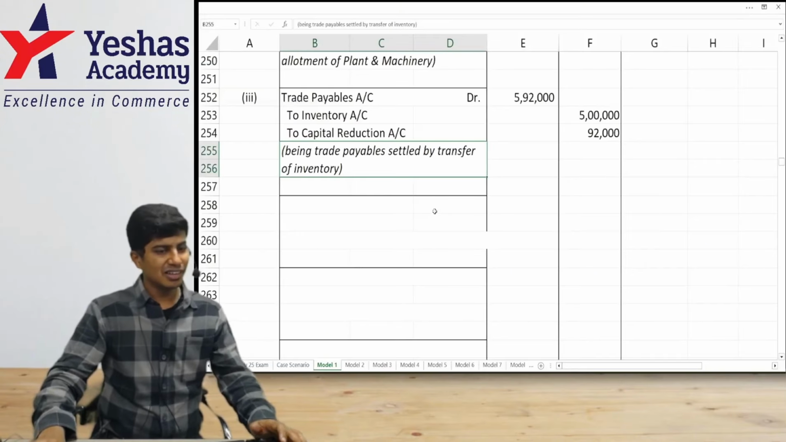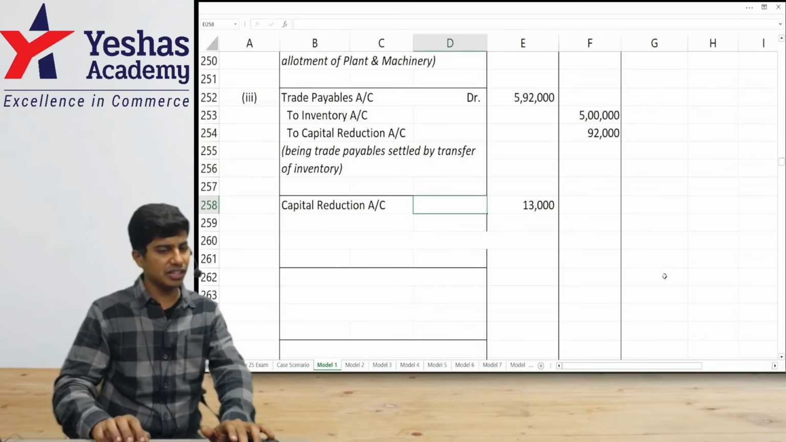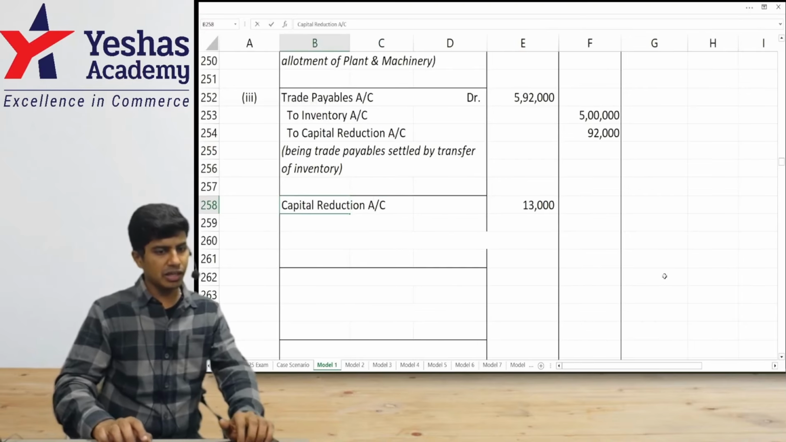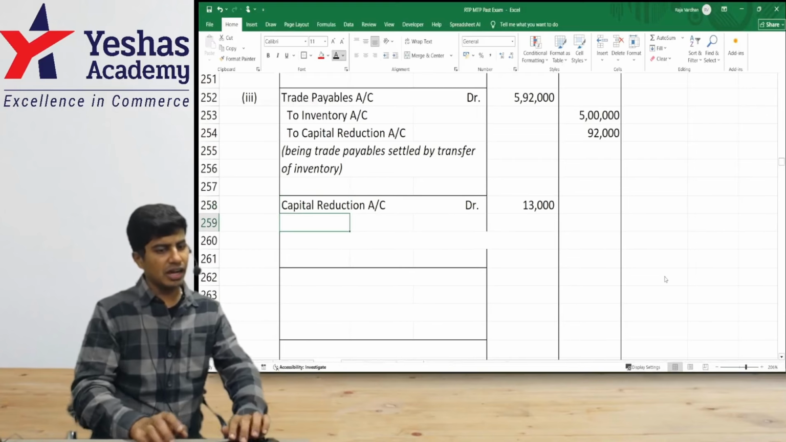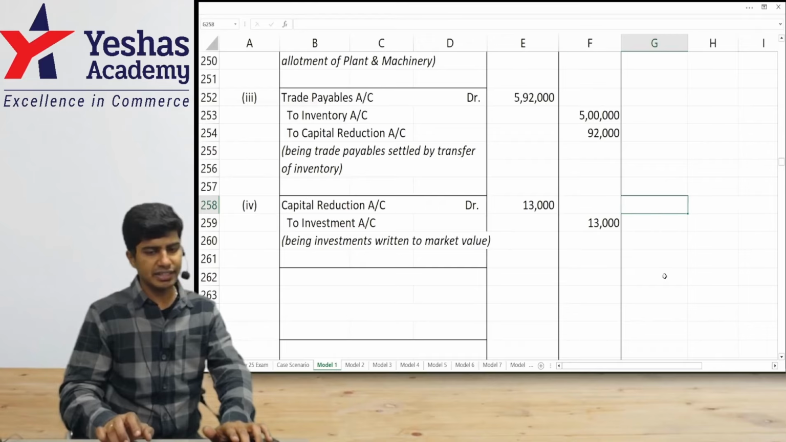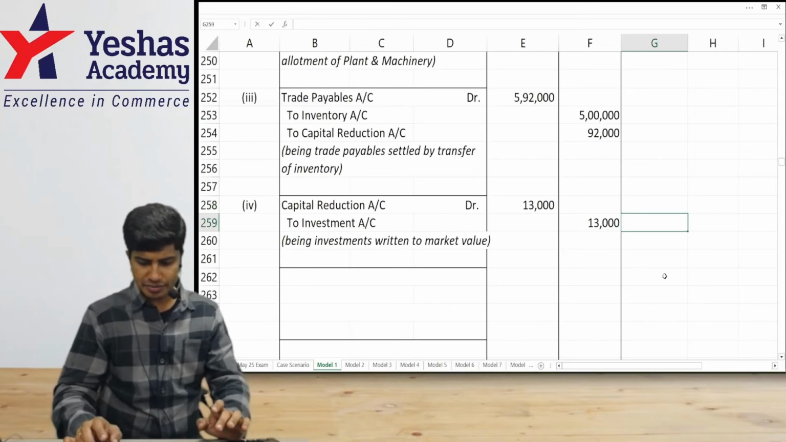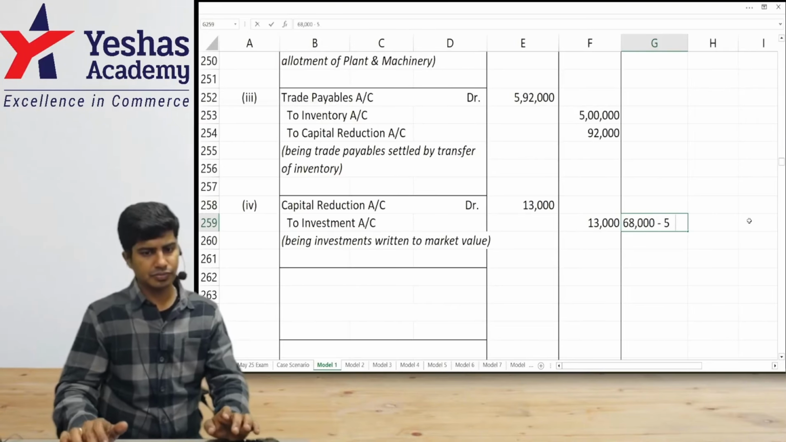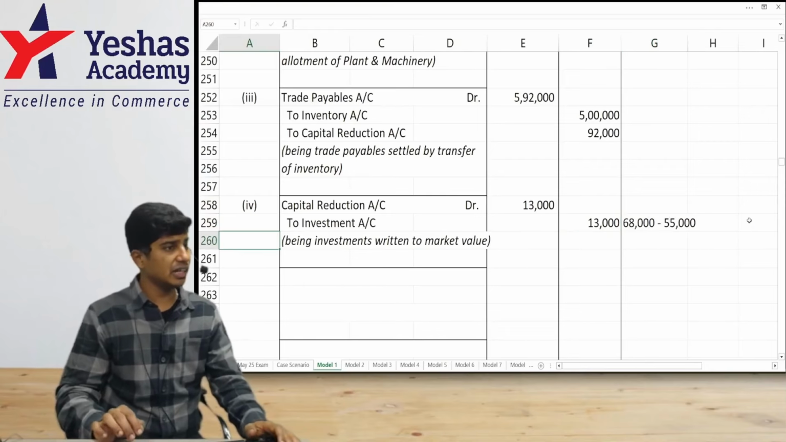I will debit capital reduction by 68 minus 55, 13,000. And it will be credited to which account? Investment. Investment is an asset and the asset value will decrease. So I will credit it. Did everyone understand this? How did I get this 13? It is 68 minus 55,000. Everyone's clear till here?